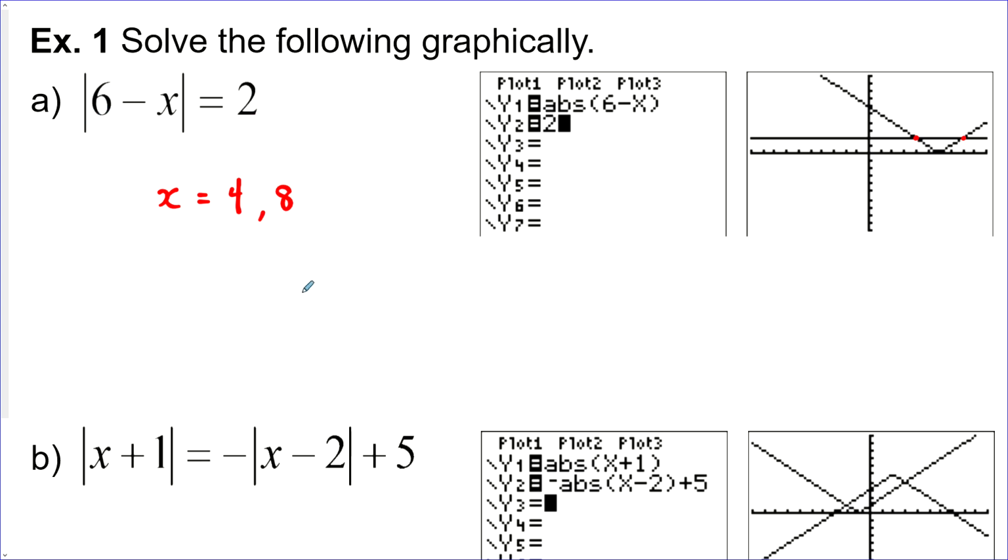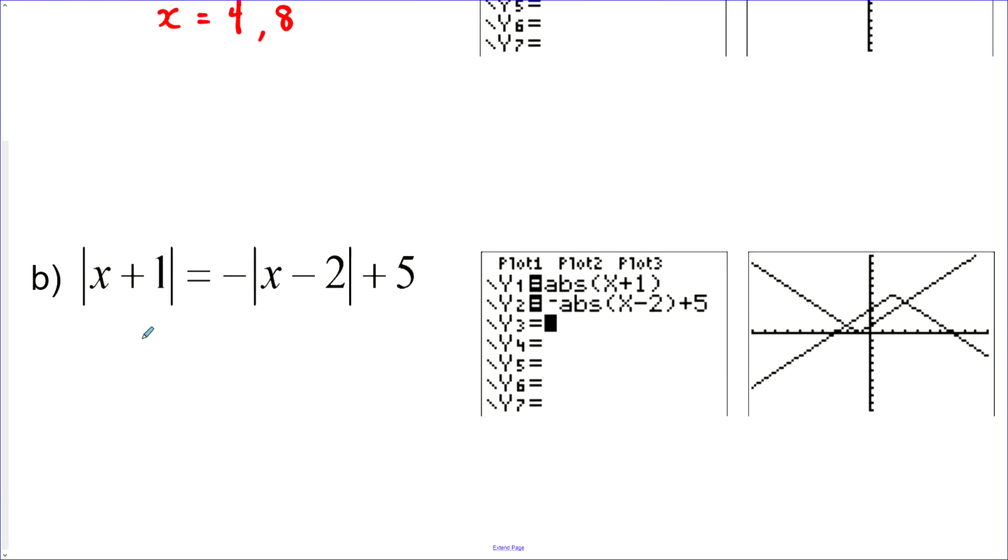Look at the next one. We've got two absolute value functions here, so this one would be very difficult to do algebraically, but no problem using our graphing calculator. So we find that the two intersections right there and right there are found at x equals -2 and x equals 3.